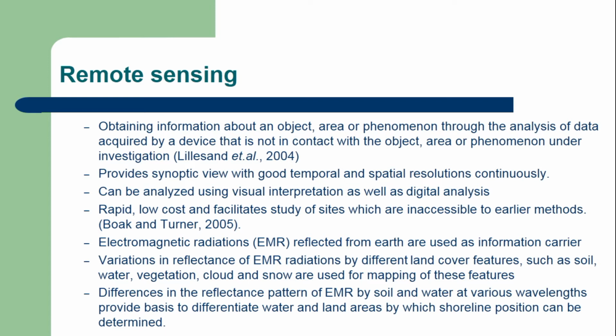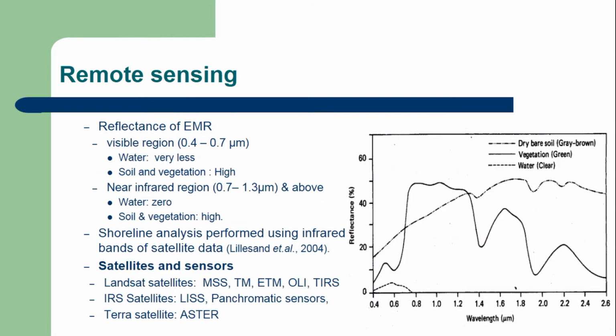Remote sensing data can be analyzed using visual methods as well as digital methods. Remote sensing provides rapid and low-cost information collection as well as facilitates the study of sites which are inaccessible with conventional methods. Remote sensing mainly uses electromagnetic radiations which are reflected from different Earth features. Electromagnetic radiations interact differently with different features, and these differences in the reflectance pattern of EMR by different features are used for extraction of information of different features.